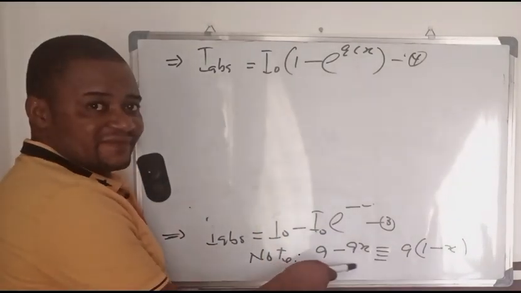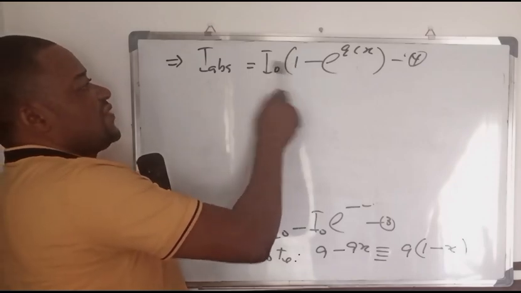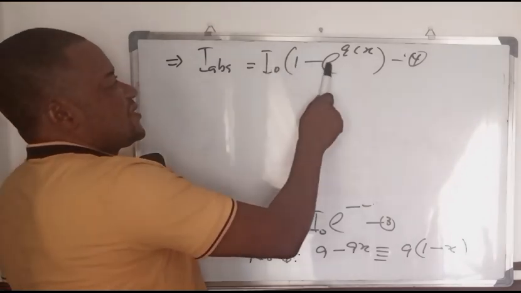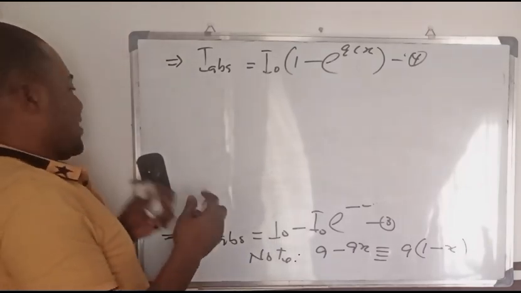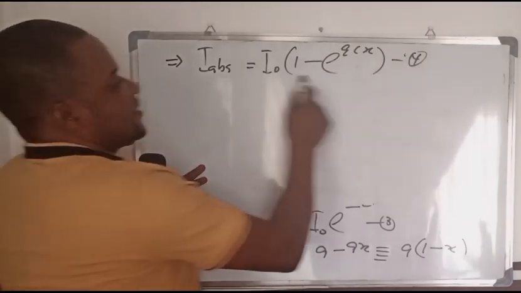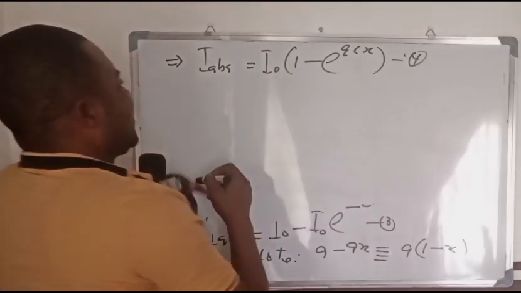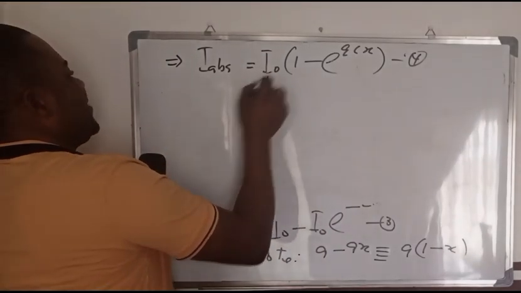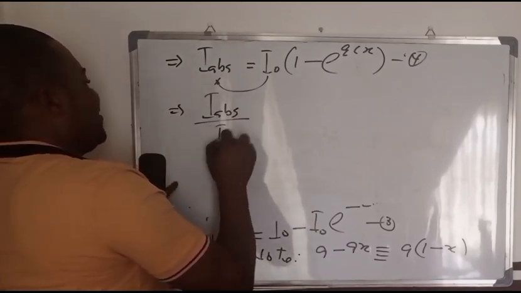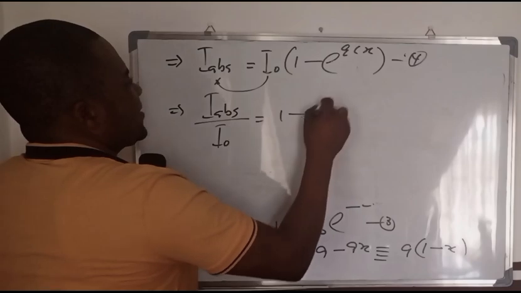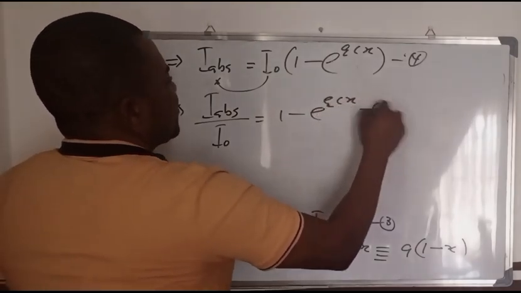Following what we have done here, we're going to have this. 1 times this times 1 will give you I0, and then this times this will give you I0 and that. Now, at this point, we can simply make this the subject of the formula. To do that, we are going to bring this beneath here. So we'll have this all over I0 equals 1 minus e^(-εCx). This will give us equation 5.